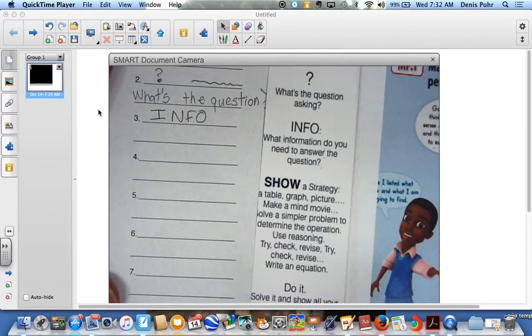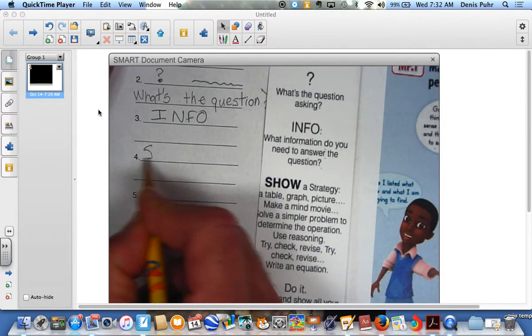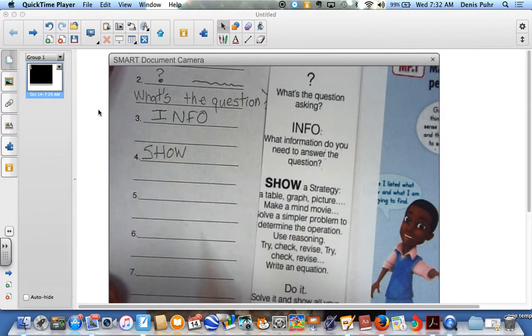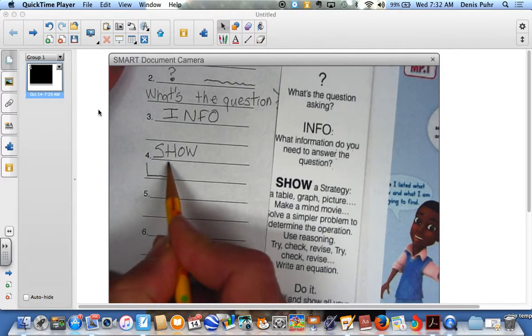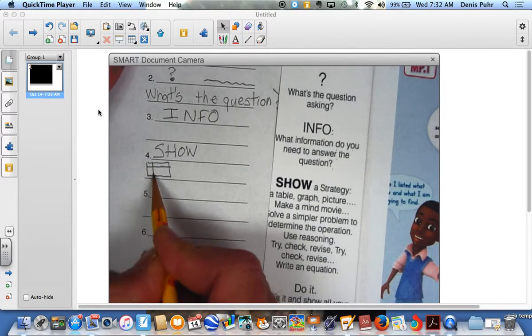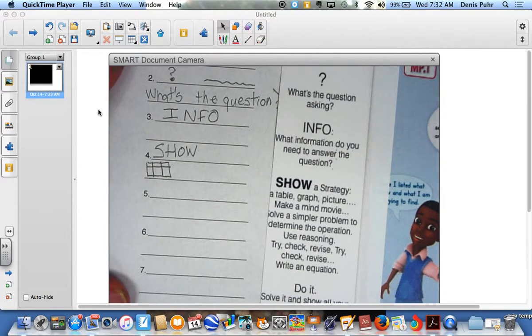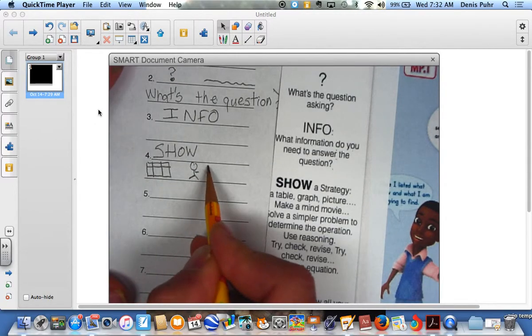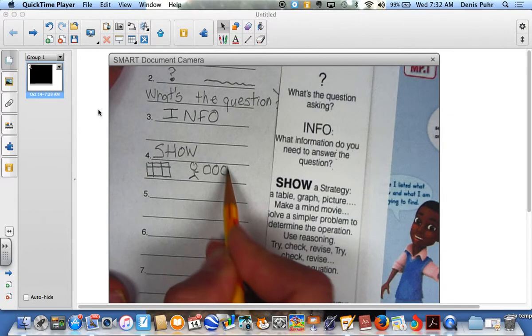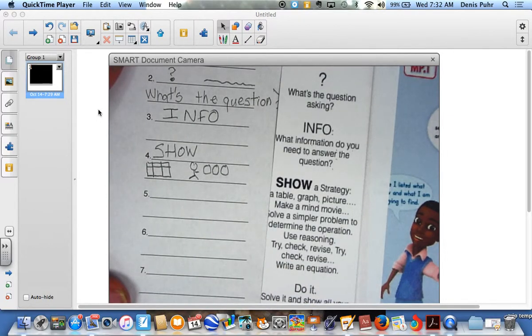To help you, step 4, show it. Okay, maybe you can make a table. So let's draw a little symbol of a table. Not a table that you eat on, but a data table. Okay, can you draw a picture? Maybe draw a stick person. Draw some items like arrays. Okay, try to solve it.